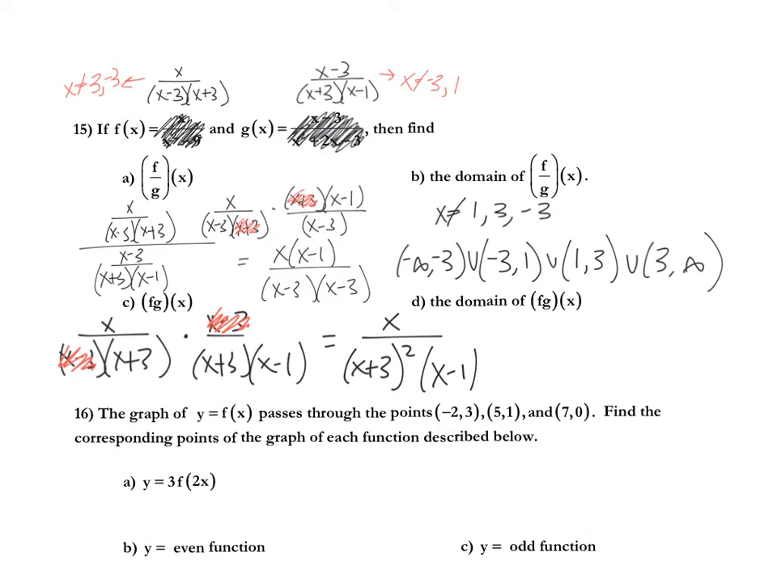And remember that even though something canceled, that still has to be included in our domain. So we can't have 3, we can't have -3, we also can't have 1. This says I can't have -3, I already knew that. This says I can't have 1, I also already knew that. Okay, so the domain of f of g, or f times g of x, is the exact same as this.